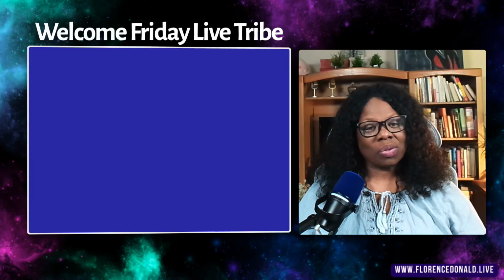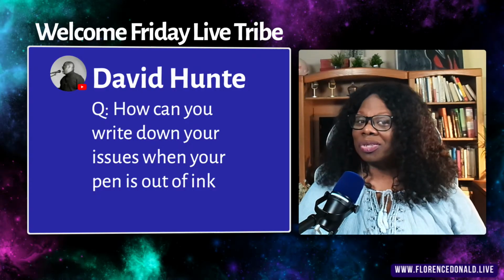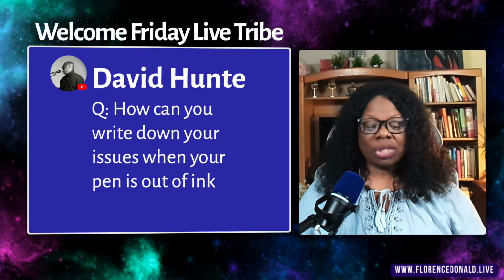So, we did get one question. David says, how can you write down your issues when your pen is out of ink? There are a couple ways you can do it, David. Quite frankly, you can use your technology. You can grab your phone, your iPad, your computer, whatever you have, capture it that way. You can use voice recording to capture it. You can grab a pencil, a crayon, or a marker and any sheet of paper. Get some paper out of the printer and write it down.